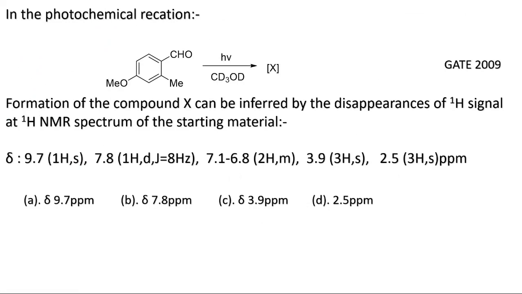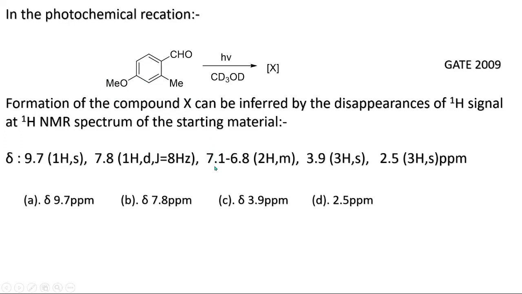Now come to the next problem. In this photochemical reaction, when you irradiate this compound with h nu in deuterated methanol, it will give X. Formation of compound X can be inferred by the disappearance of a 1H signal in the 1H NMR spectrum of the starting material. They have mentioned 9.7 singlet, this is for this aldehydic proton; 7.8, 1H, doublet, 8 Hz, this will be this proton; 7.1, 2H, multiplet, this will be this; 3.9, 3H, singlet, that is OMe; and 2.5, 3H, singlet ppm, this is this methyl group.